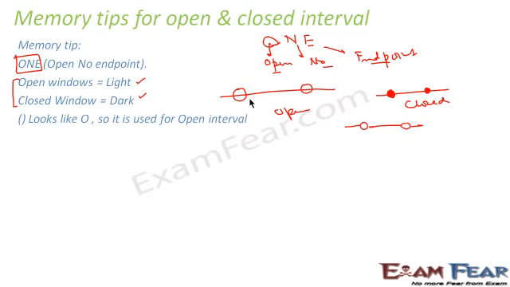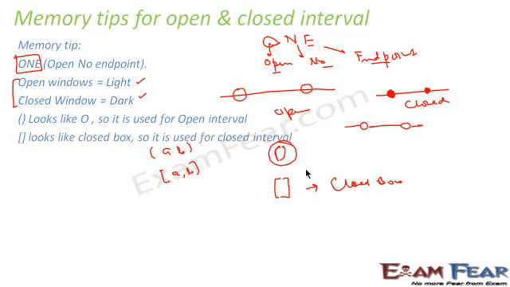Also, we have this, which means open, and this, which means closed. Here you are confused, right? How to remember this? When you merge these two braces, what you get is an O, so this is for open. But when you merge these braces, what you get is a closed box. Let me read it once again. Let's remember the number 1, O-N-E. Open means no endpoint, closed means endpoint. One doubt is clear.